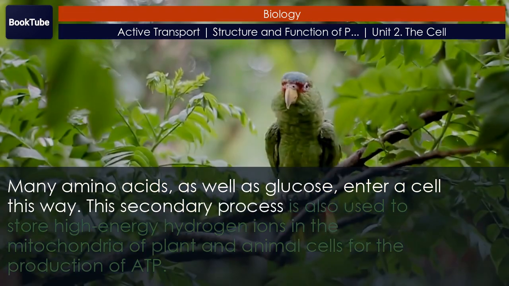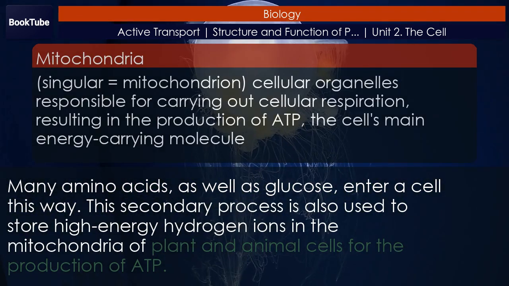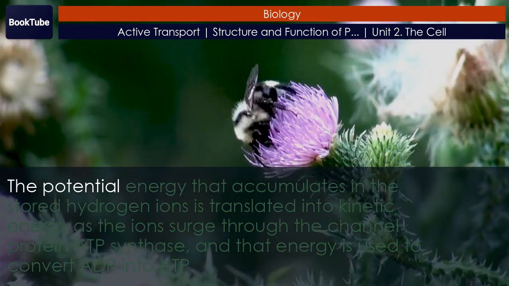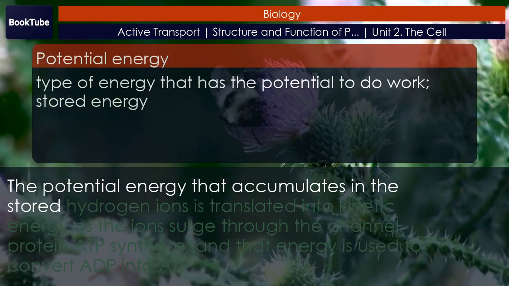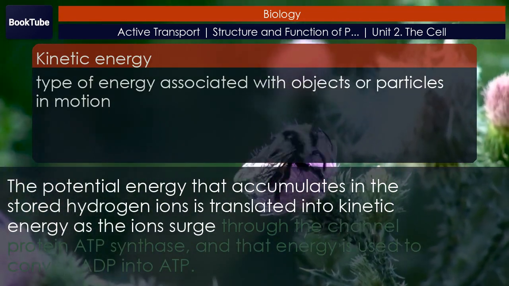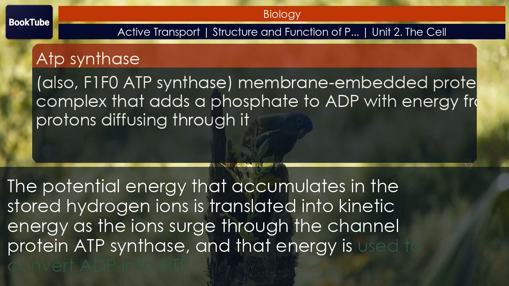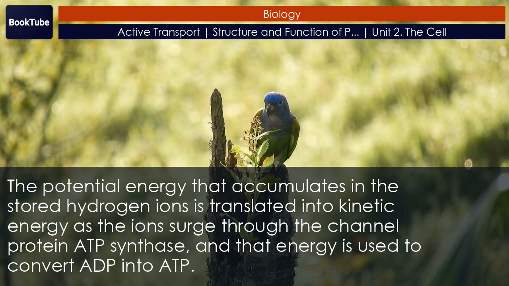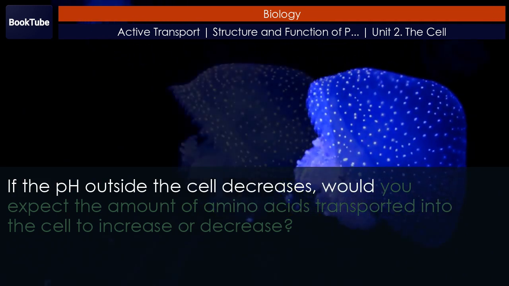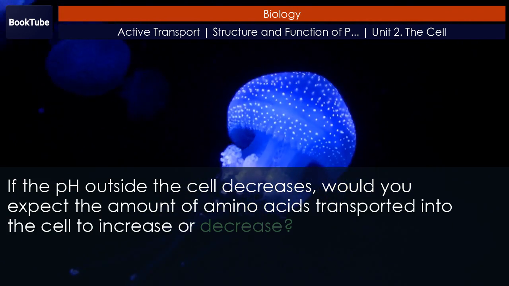This secondary process is also used to store high-energy hydrogen ions in the mitochondria of plant and animal cells for the production of ATP. The potential energy that accumulates in the stored hydrogen ions is translated into kinetic energy as the ions surge through the channel protein ATP synthase, and that energy is used to convert ADP into ATP. Art connection. If the pH outside the cell decreases, would you expect the amount of amino acids transported into the cell to increase or decrease?